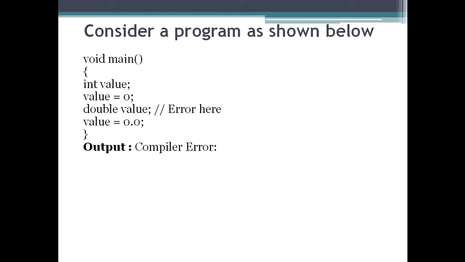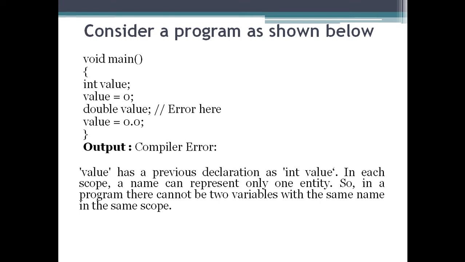According to the example, value is a single variable name, but it is associated with two different data types, integer as well as double. So the compiler raises an error, specifically that value has a previous declaration as int value, hence the scope defined is restricted to only one entity. In simple terms, the user cannot declare a single variable name for multiple data types; a name can represent only one entity. Hence the given program shows an error in any C++ compiler.